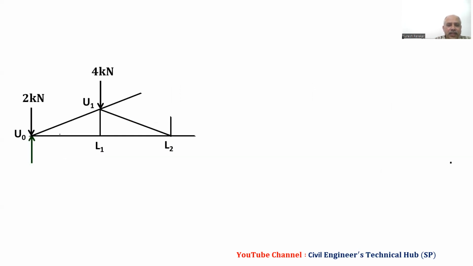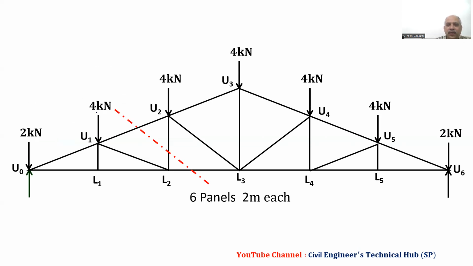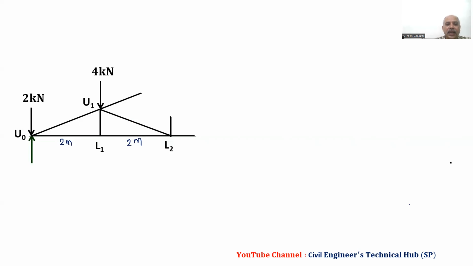We have this as 2 meters, and this as 2 meters. We have to find the reactions. If we see the total load, it is 4, 8, 12, 16, 20 and 24. So half of the load will be shared by both reactions. We should always first calculate the reactions, then cut the section and consider the part in which we have fewer loads and members. So now we will consider this.